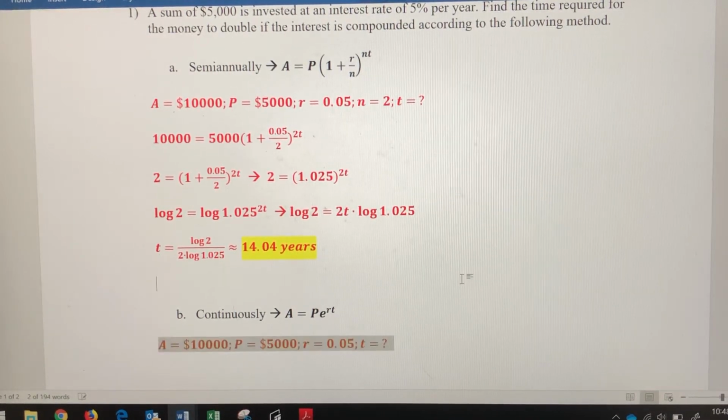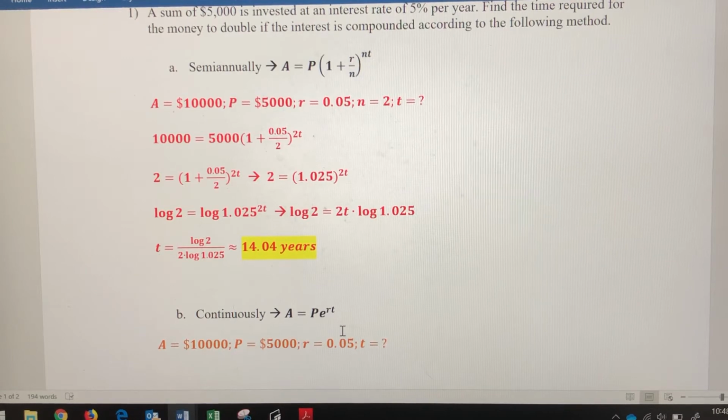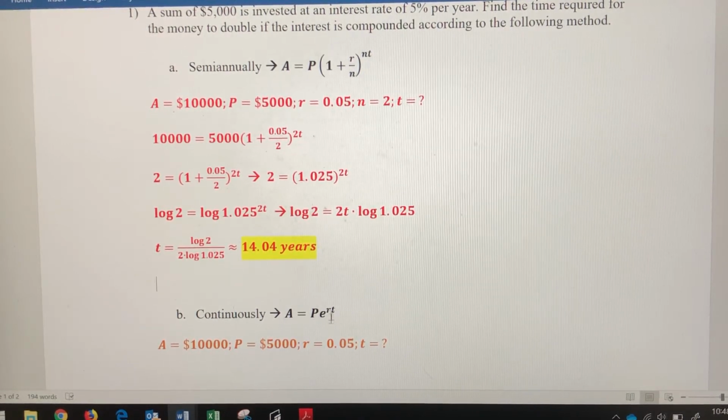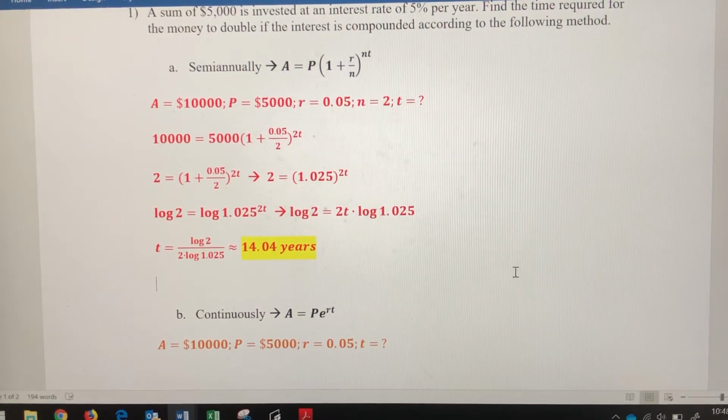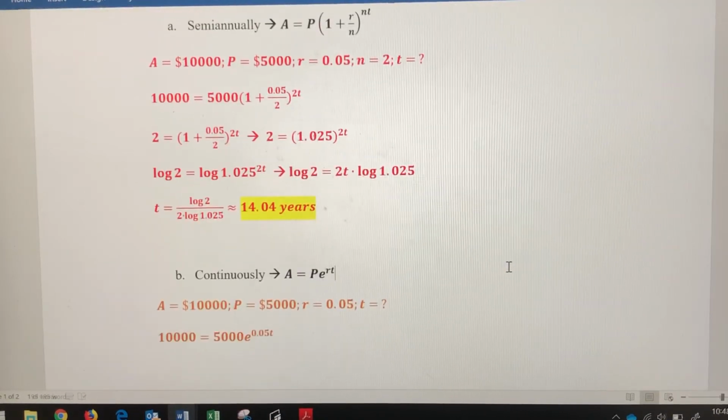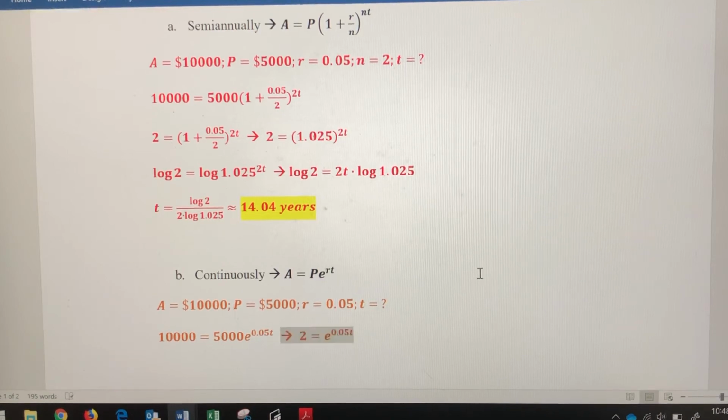Let's label all the information we know. Again, we're doubling our money, so A is 10,000. Our initial investment was 5,000. My interest rate is 0.05. So I've got everything I need. Remember the number e here. e is not a variable, it's a number, so I don't need to put anything there. Let's plug everything in. We're going to isolate this exponential piece here. So I'm going to divide both sides by 5,000. So 2 equals e to the 0.05t.